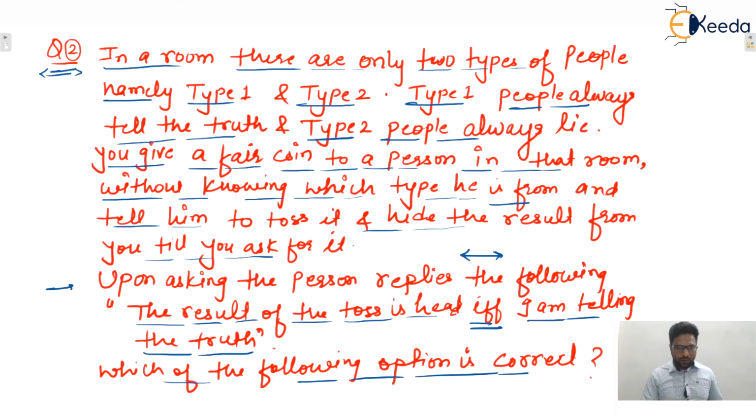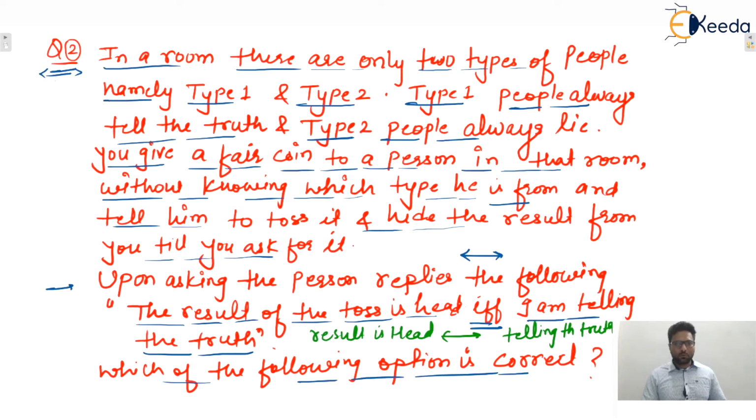So you only tell me whether this statement can be written like this or not. The result of the toss is head if and only if, biconditional, I am telling the truth. Can we write it like that or not? Yes, we can write it like that, isn't it?